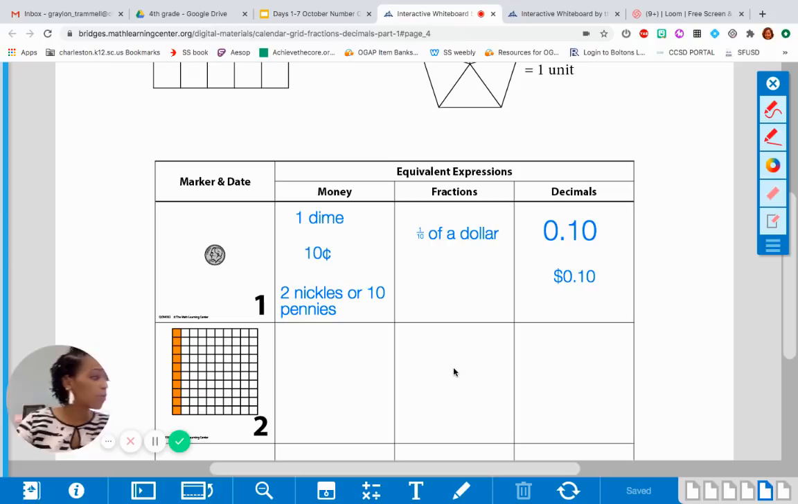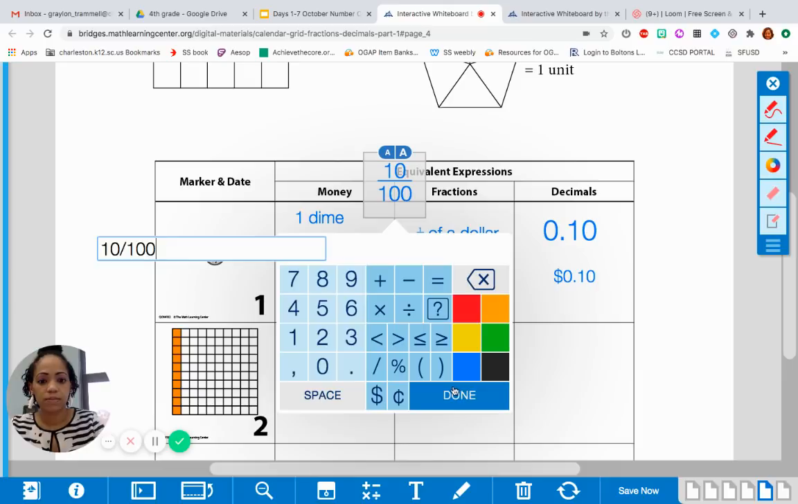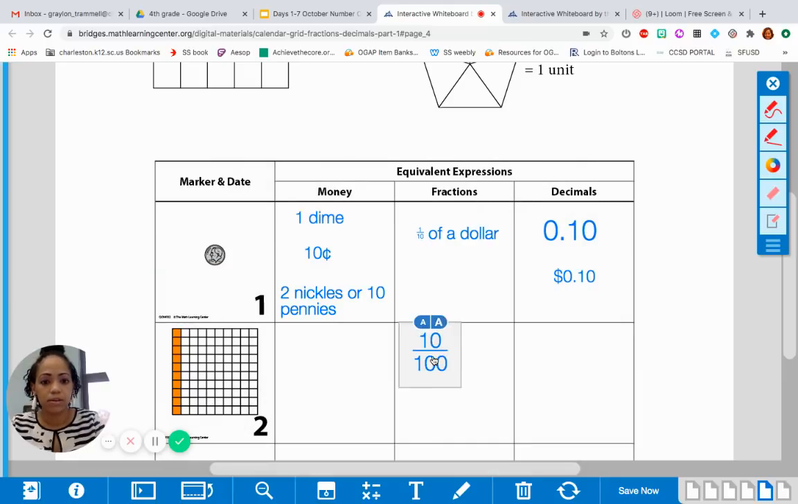Okay, so I'm hearing 10 out of 100. Okay, I'm gonna add that, 10 hundredths. I'm gonna put that here. Is there another way or any other way that you guys saw this as a fraction?